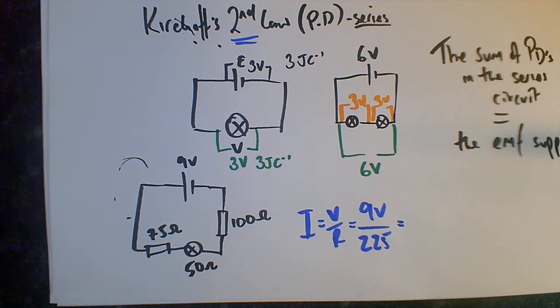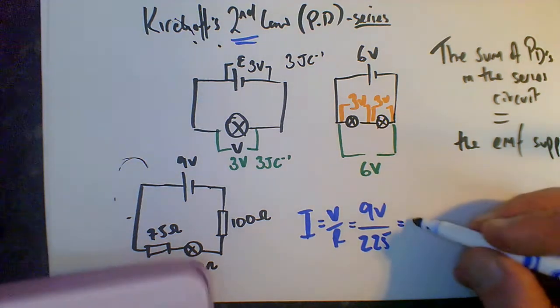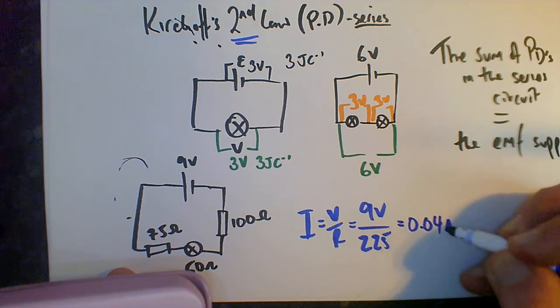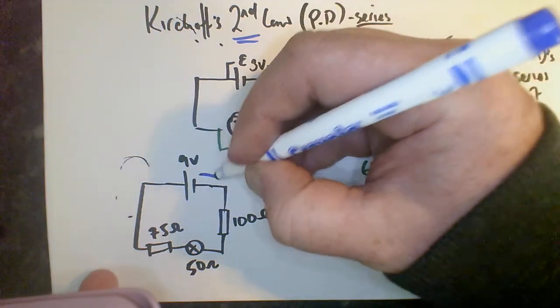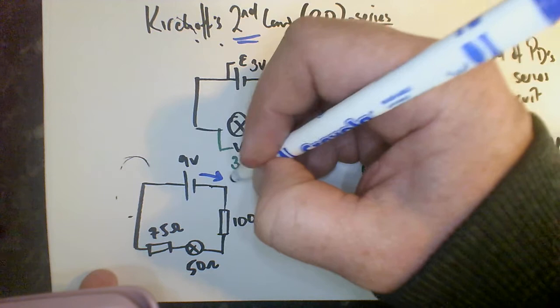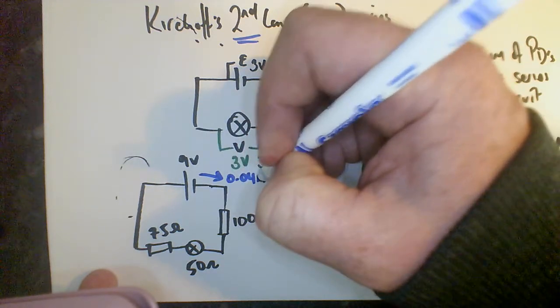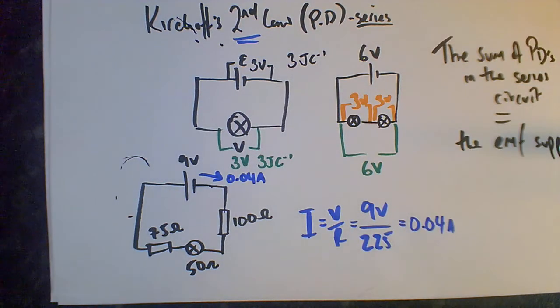So 9 over 225 is equal to 0.04 amps. It's going to be very useful to put this on here, 0.04 amps. Now one of the tips that I've picked up over the years is to always find the current going through the cell or the battery.